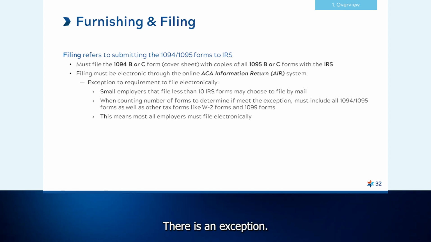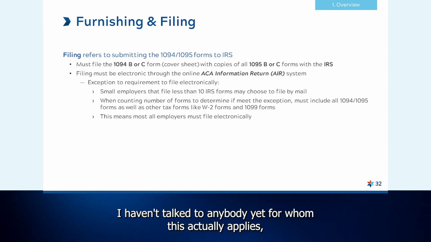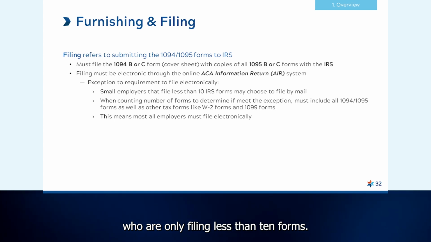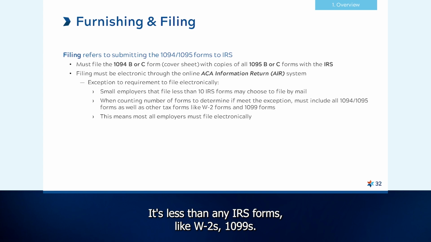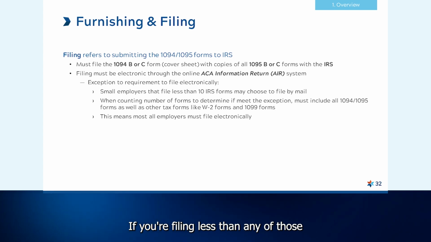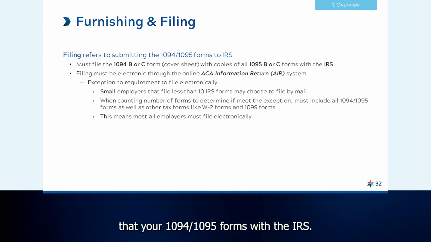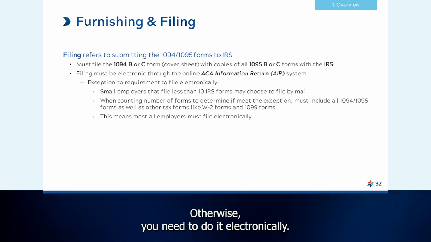There is an exception. I haven't talked to anybody yet for whom this actually applies, but the exception is small employers who are only filing less than 10 forms. And it's not less than 10 1095 forms. It's less than 10 of any IRS forms, like W-2s, 1099s. If you're filing less than that, then you can file your 1094, 1095 forms with the IRS by paper. Otherwise, you need to do it electronically.